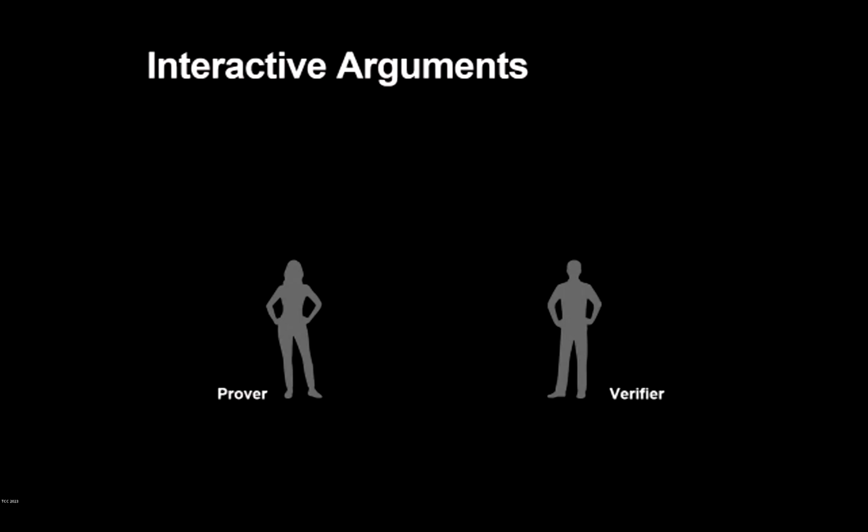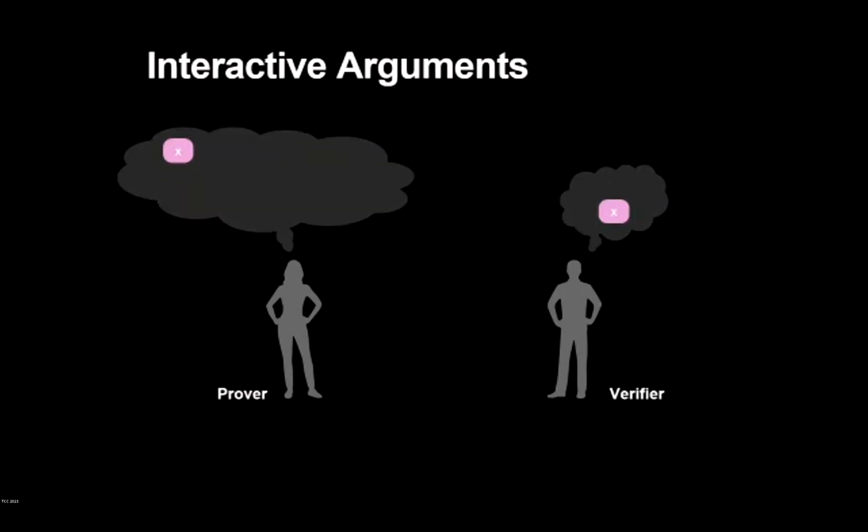So let's start by quickly reviewing what the goal of an interactive argument is. So the setting is that we have two parties. We have the prover and the verifier. And we assume that both the prover and the verifier have some statement X in common with respect to some NP language.